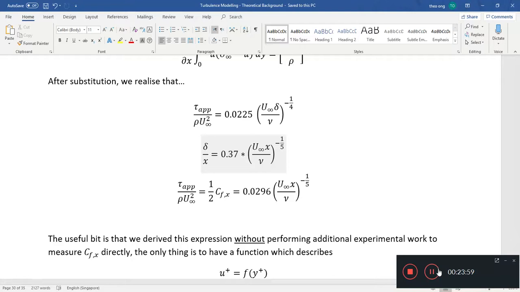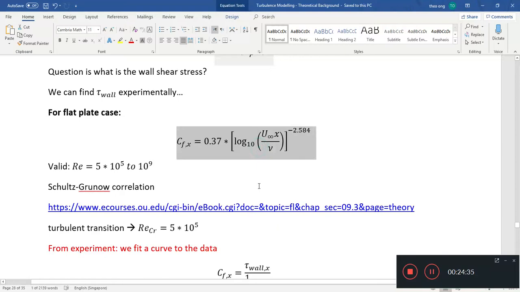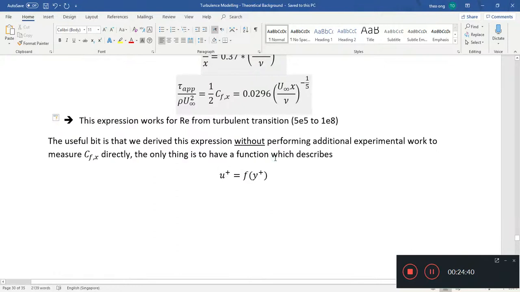And it was found that this expression here works for Reynolds numbers from turbulent transition, five times 10 to the power of 5, all the way up to 1 times 10 to the power of 8. Okay, it's not as good as the other experimentally fitted profile that you find here. This one works all the way to 10 to the power of 9, but it shows that you can derive this expression without performing even more experimental work to measure this directly. So as long as you have this function here, you can estimate the friction velocity profile. It's always best to measure it directly, but this one is also based on the earlier set of experiments, so you don't have to do one more bit.